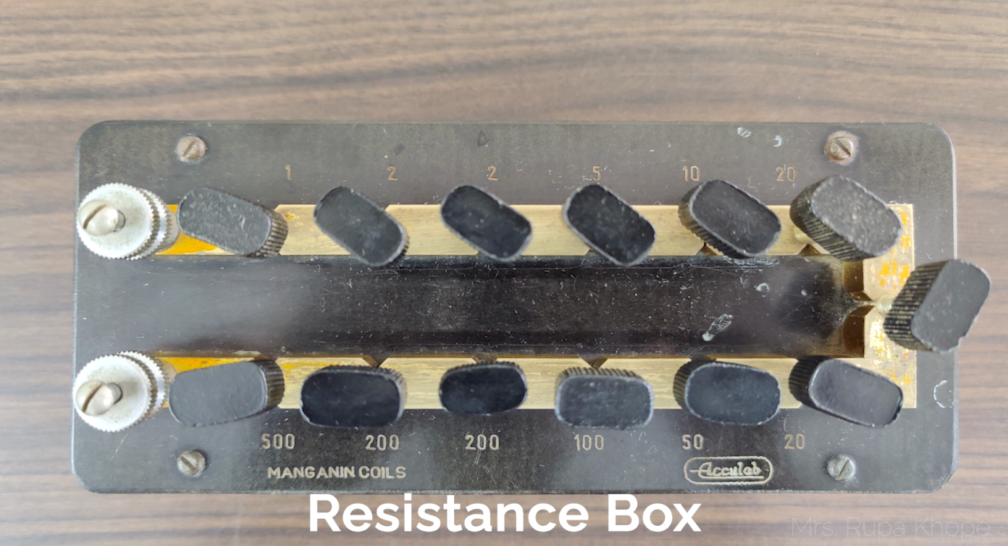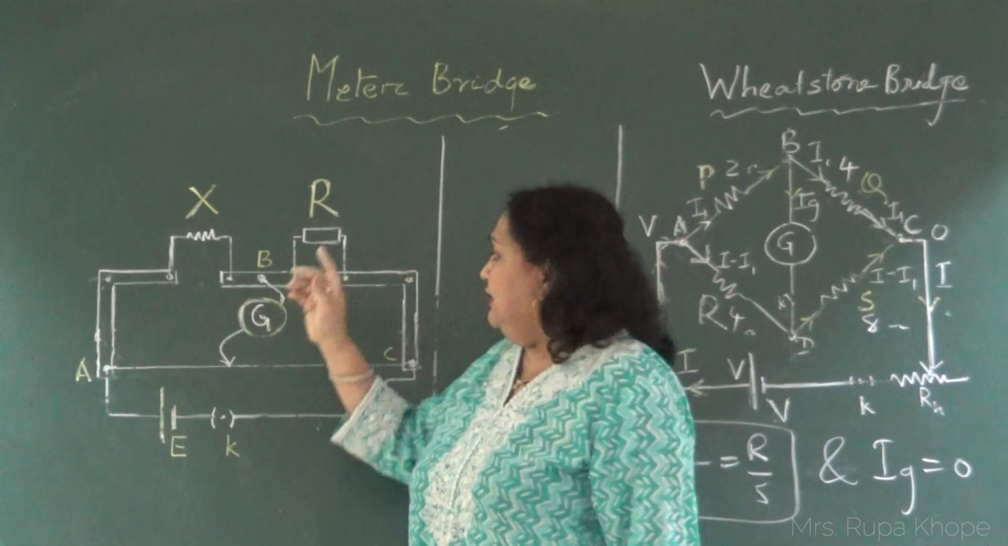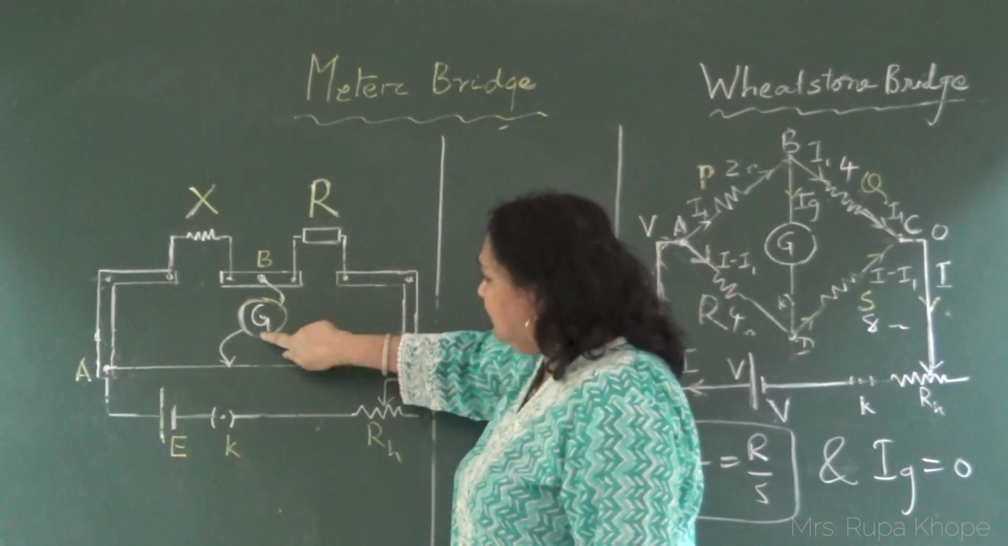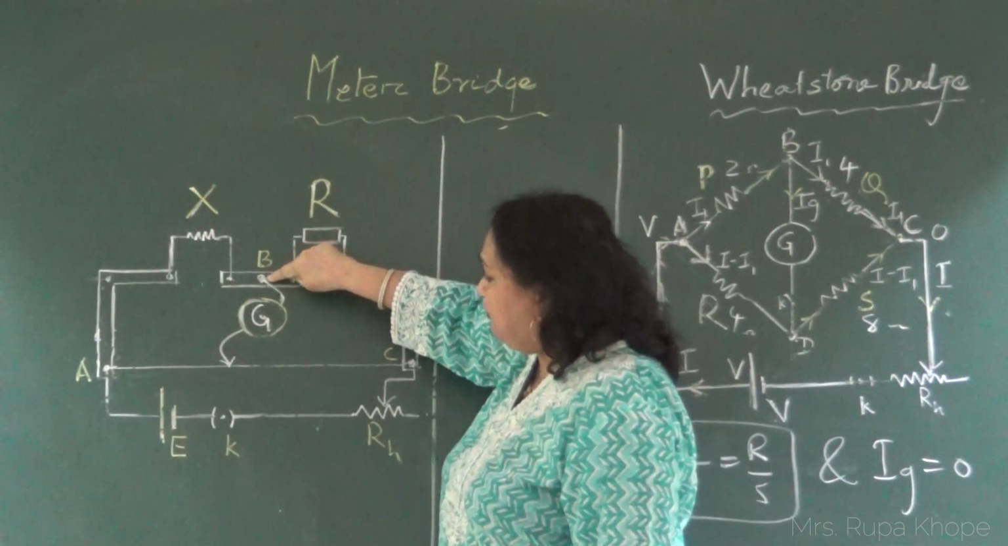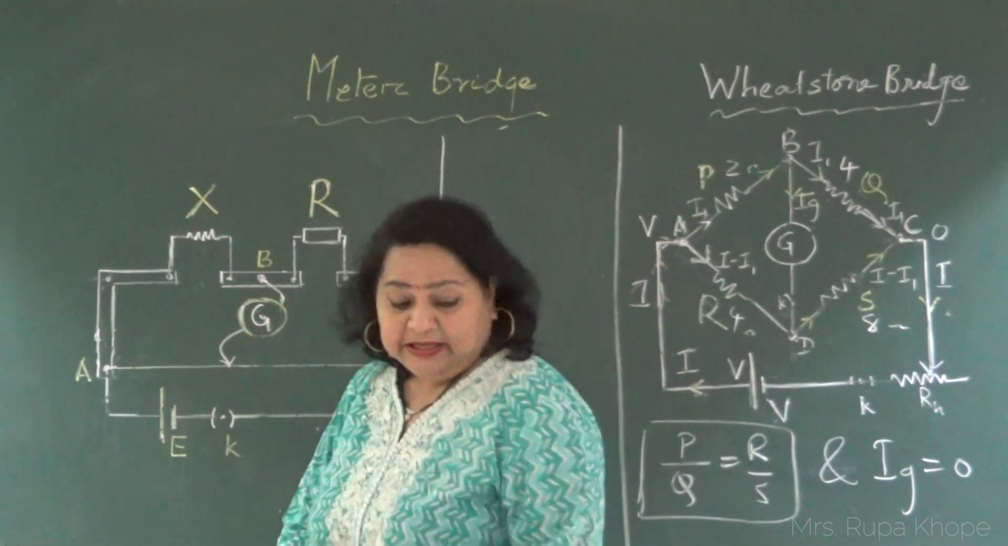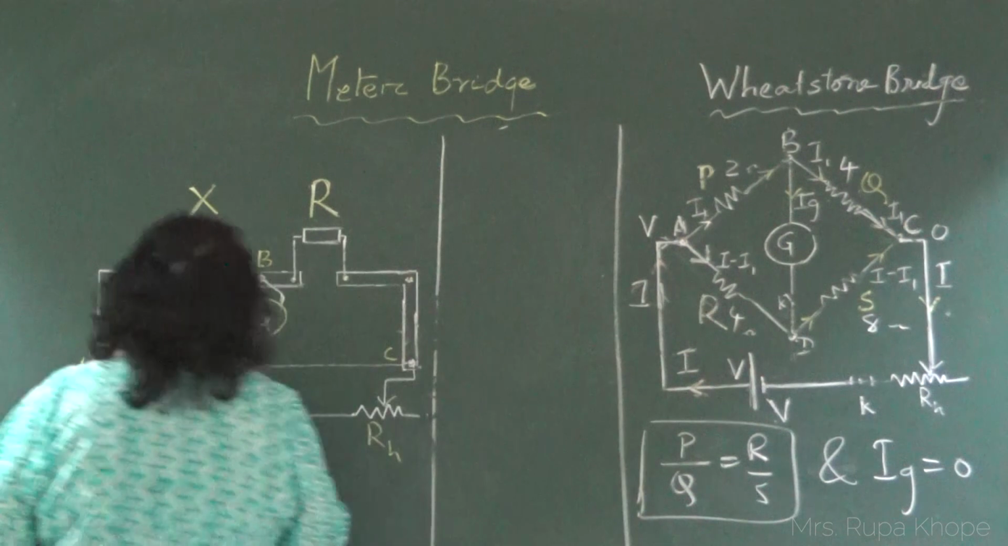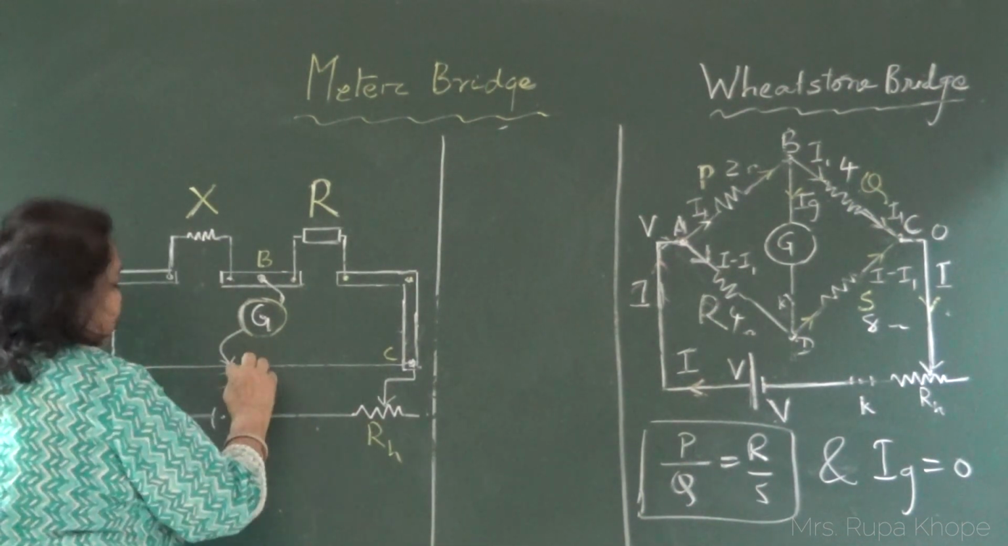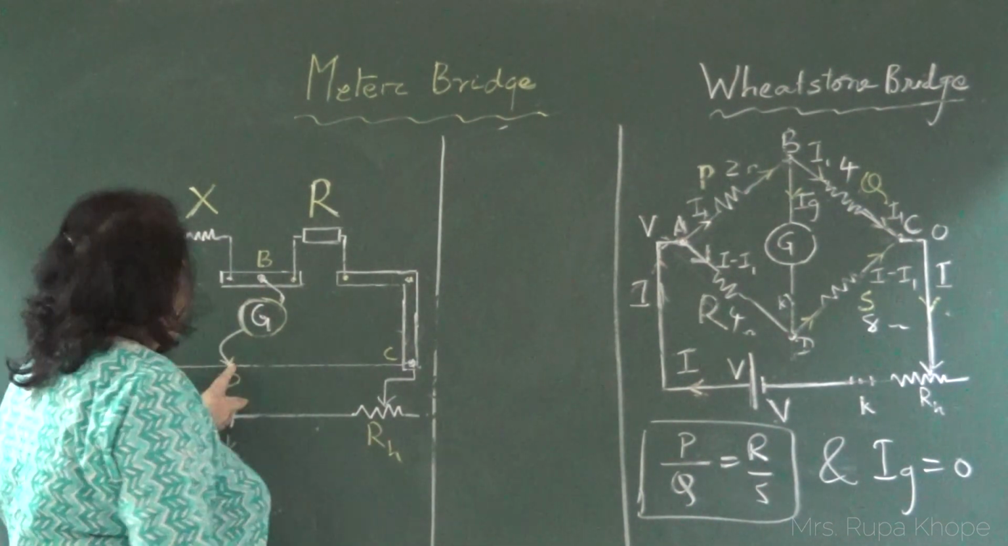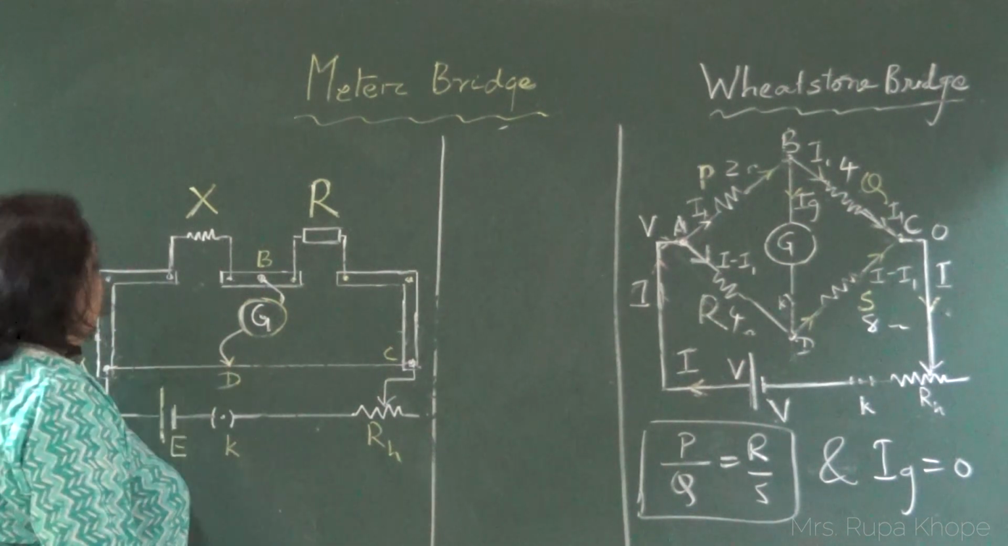It's a resistance box of 0 to so many ohms, 500 ohms. We can take a resistance box. And here this particular galvanometer is connected between B and this point D. And this is the jockey. So now you know.